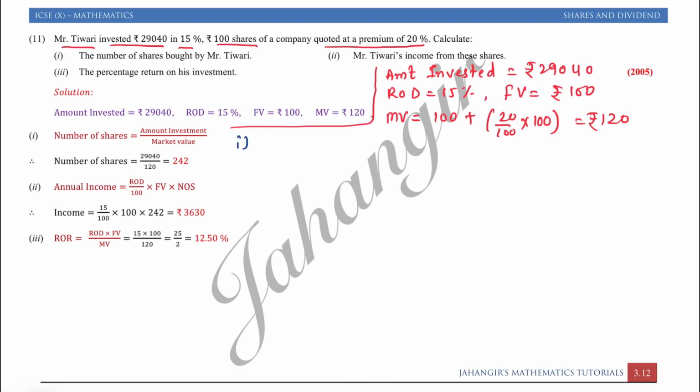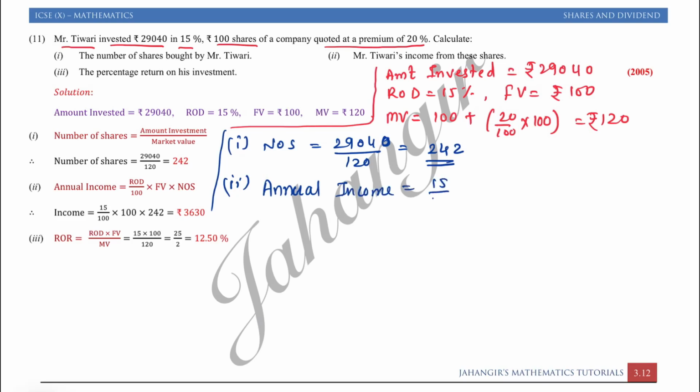So the first part is the number of shares. That is amount invested 29,040 upon 120. The 0s will get cancelled. 12 twos are 24, 12 fours are 48, 12 twos are 24, so 242 shares Mr. Tiwari bought. In the second part we want Mr. Tiwari's income on these shares. So we will write annual income is equal to ROD 15% upon 100 into face value into number of shares 242. The 100 will get cancelled. So 15 into 242 is rupees 3630.